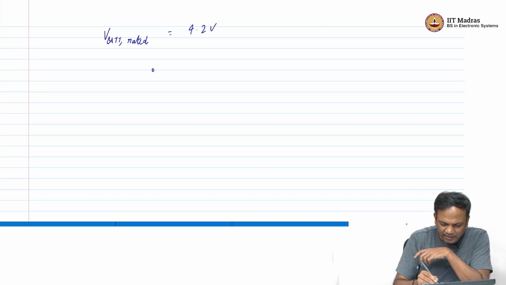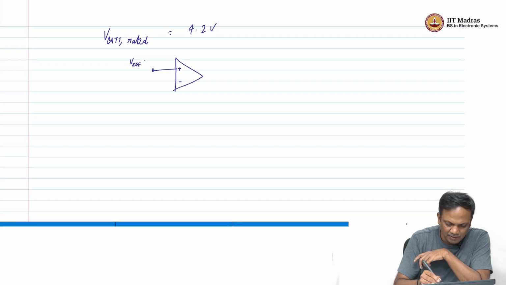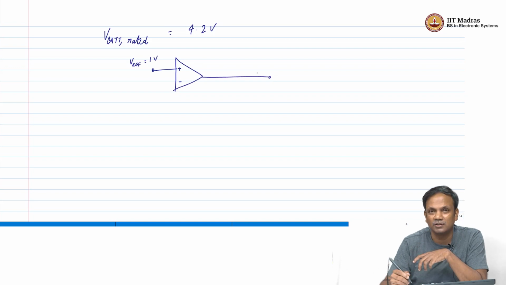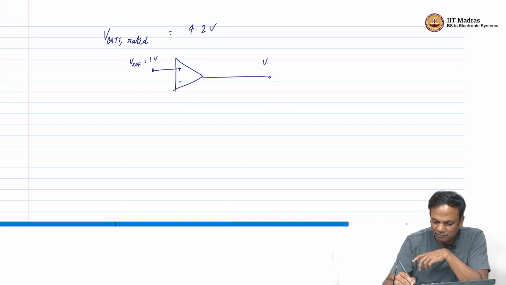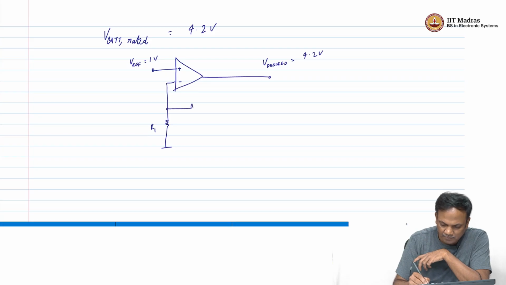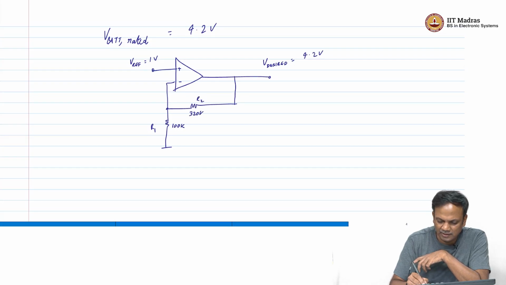So, let us say I have a non-inverting amplifier. This is Vref, which is 1 volt, and this is the node I am going to connect to the battery, which is my output voltage. So, here V desired is 4.2 volts. So, what can I do? Let us say I have R1 and R2. I can choose this to be 100K, then I will choose this to be 320K.